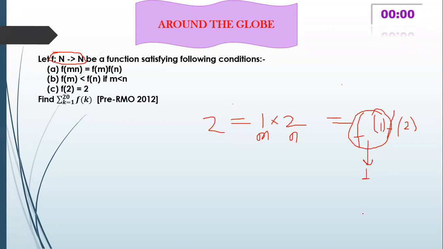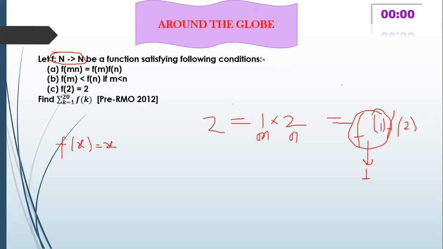If f of 1 is 1, then for any prime n, f of n is n itself. By this relation you can tell that f of x for any x is the number itself. I hope you are clear up to this step. Is it clear up to this step? Yes or no? So it is clear, right?